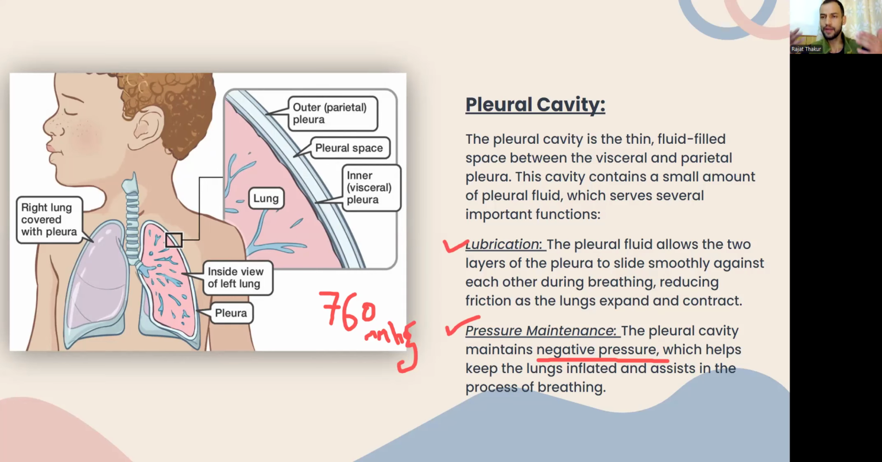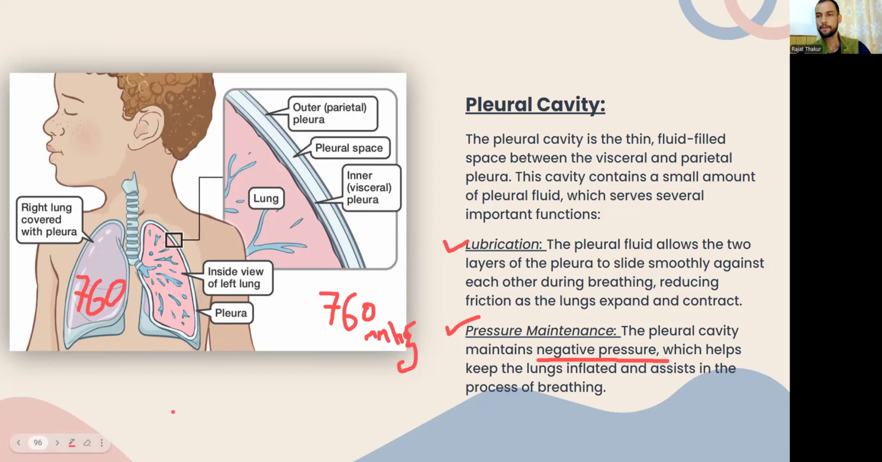This is the atmospheric pressure at sea level. Obviously, it will change as you go up. Maybe if you are going up towards Mount Everest, it will differ there. But we take 760 mmHg as a standard at sea level. At sea level, the pressure of the atmosphere is 760 mmHg. So at the moment, the pressure inside the lung is also 760 mmHg.